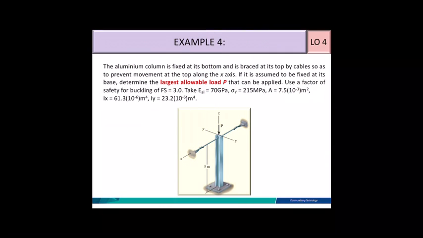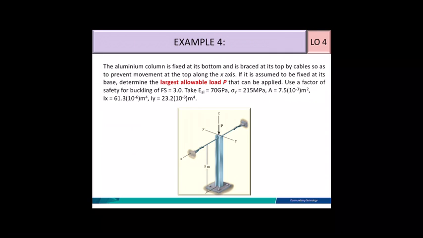Let's take a look at the first example of a braced column. Read the question. The aluminium column is fixed at its bottom and is braced at its top by cable so as to prevent a movement at the top along the axis. If it is assumed to be fixed at its base, determine the largest allowable P that can be applied. Use a factor of safety for buckling equal to 3.0. Take modulus of elasticity for aluminium equal to 70 gigapascal. Yield stress is equal to 250 megapascal.